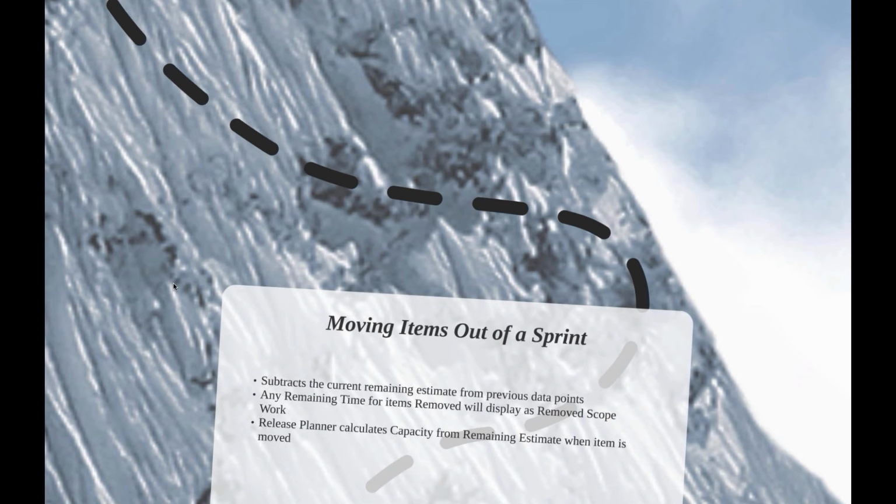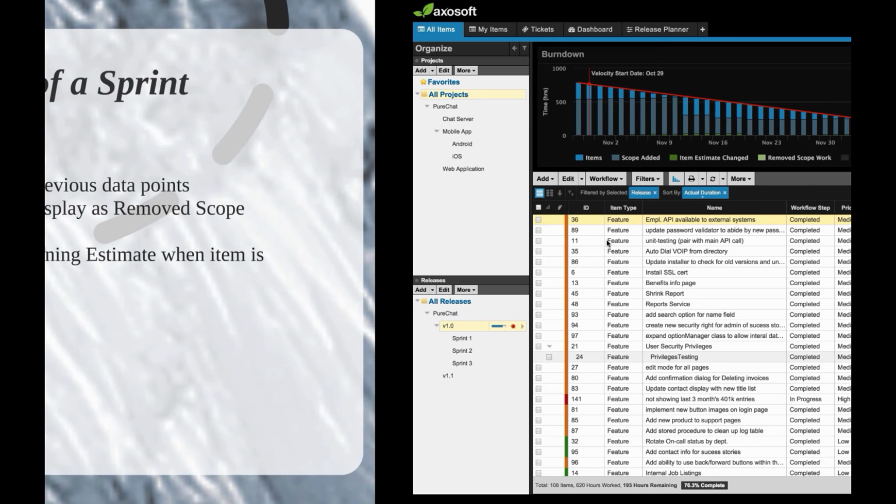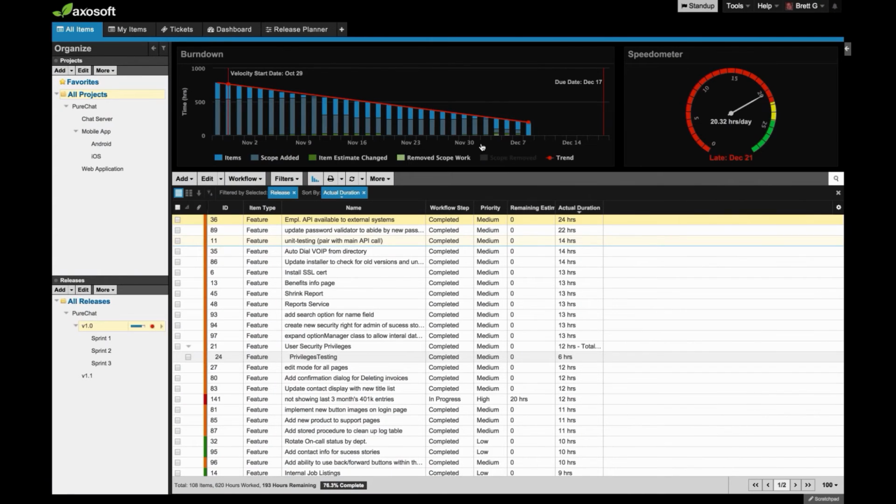So moving items out of a sprint, of course, we'll subtract only the current remaining estimate from the previous days. Anything that you had actually been working on those items, which are now removed, will show up as that removed scope work. That's that bright green. That's kind of your wasted time.